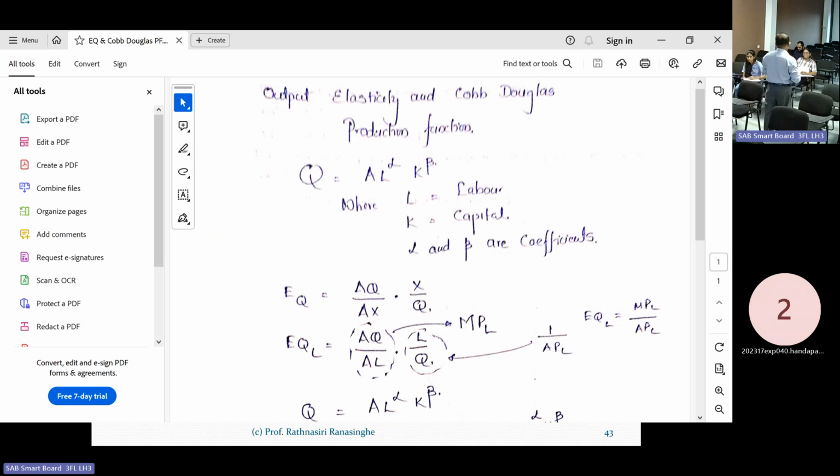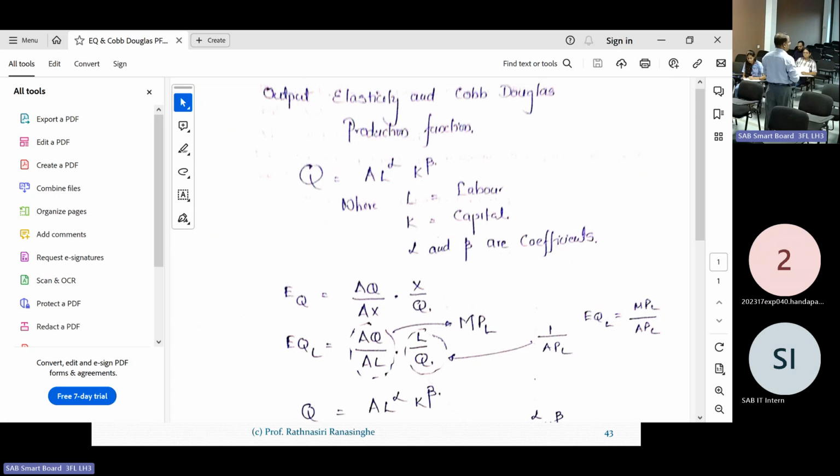Or delta Q over delta K, what is it? Delta Q means changing output, delta L means changing labor. The ratio, what does it explain? Delta Q over delta L. What is the concept? That is called the marginal productivity of labor.